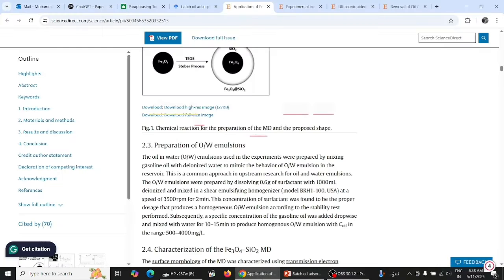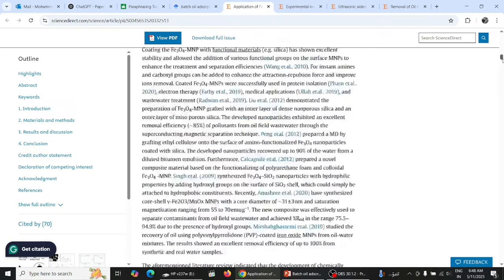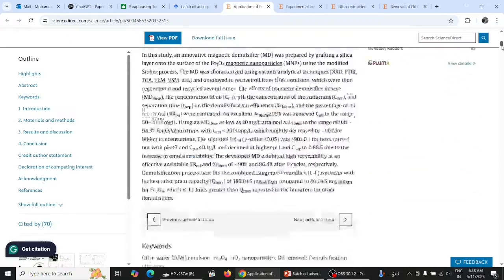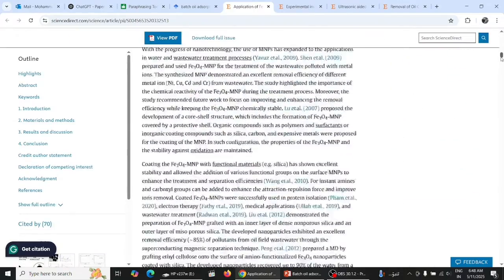Now if we look at the other papers also, if you see, this is the paper published in 2021. So here they have prepared the oil emulsion.